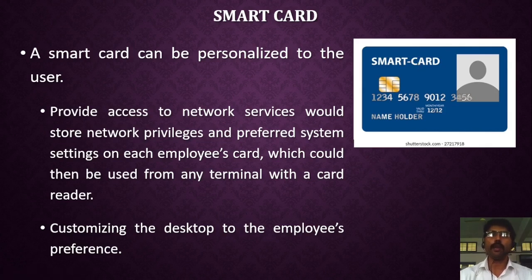For example, if the employee has no authority to install any software, the feature is already set in the smart card. If he tries to install any software, it won't allow that employee to install it. So such configuration, the operating system setting configuration or network setting configuration, is already set in this smart card. Customizing the desktop to the employee's preference. Automatically set the desktop according to the employee's requirement.